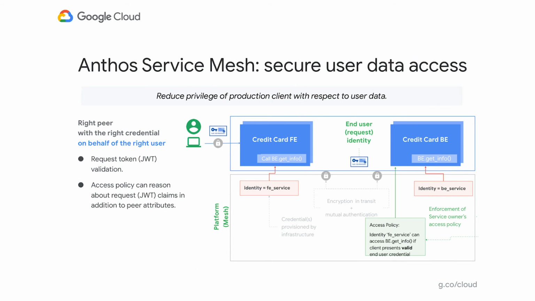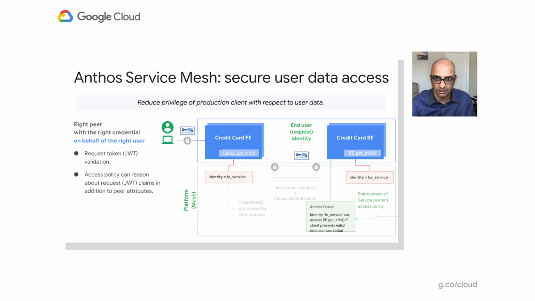The next step after having secured workload to workload access is to secure access to user data by a workload. So, in addition to ensuring that you have the right client, in order to gain access to user data, we want to ensure that the client is accessing on behalf of the right end user. And we can do this by ensuring that the client presents a valid end user credential that has the right kind of claims to access the data on the backend.